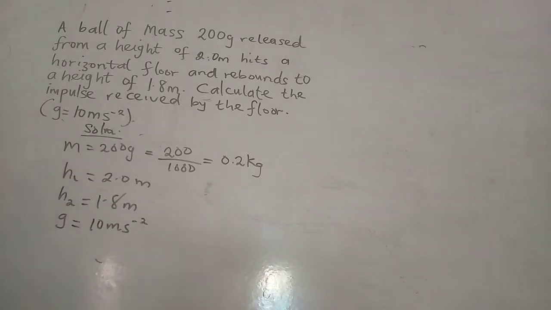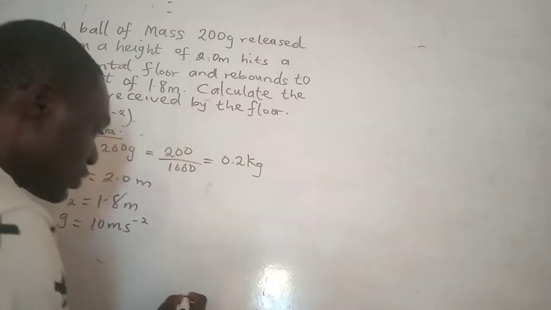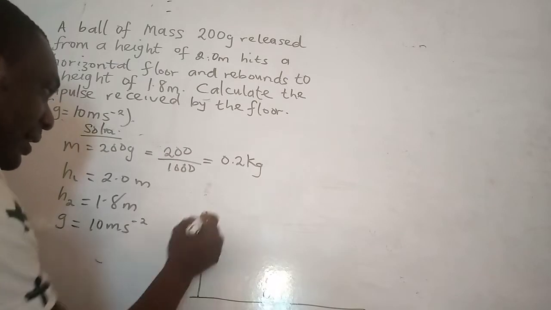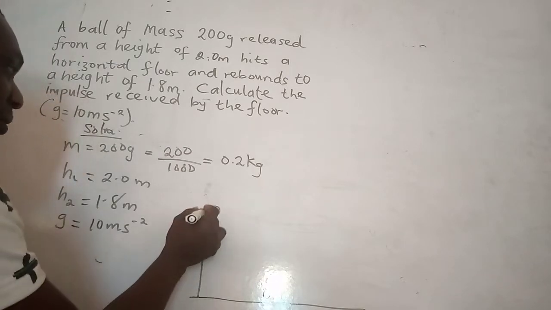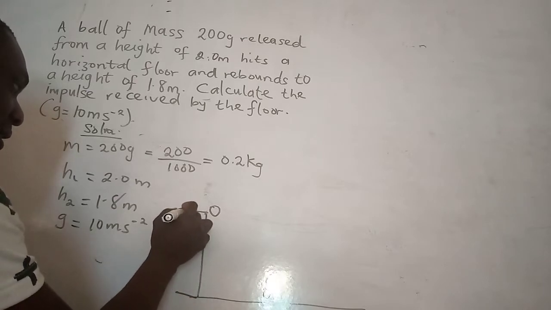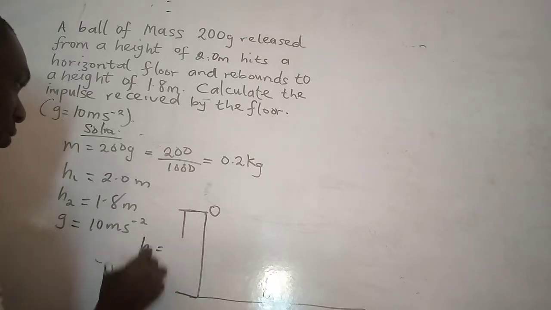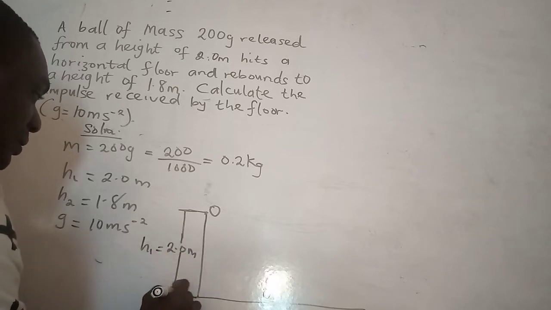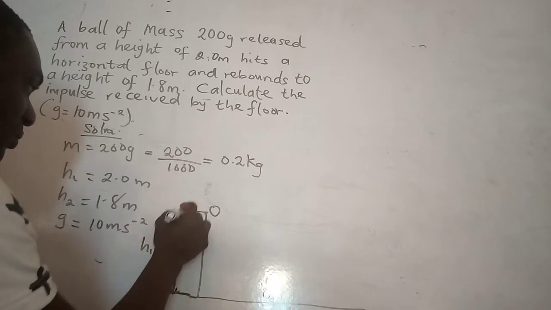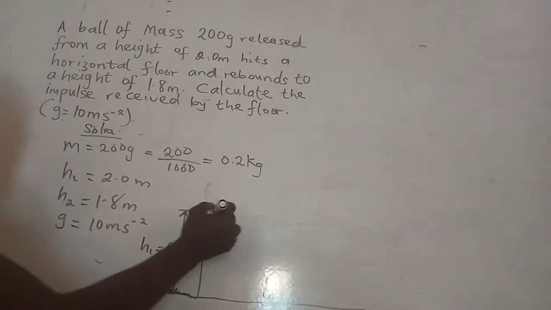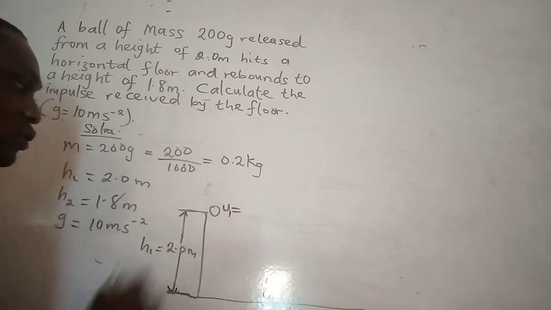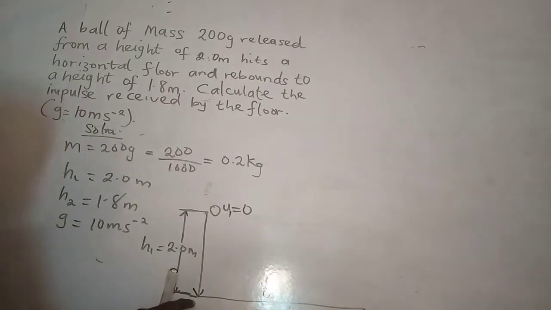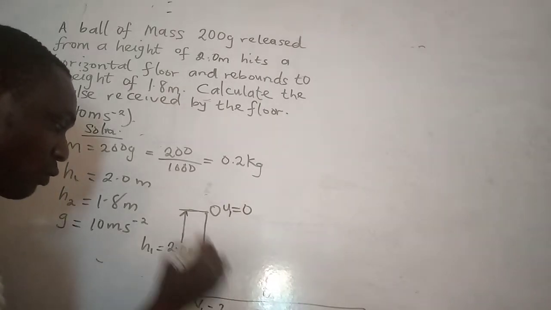So what I'm going to do is to draw a diagram, assuming this is my horizontal level ground and the ball is dropped from a height here. So this is the ball. It's dropped from a height h1 equals 2.0 meters. Now the initial velocity of this ball, let me call it u1, is equal to 0. And the final velocity of the ball, let me call this v1, is unknown.